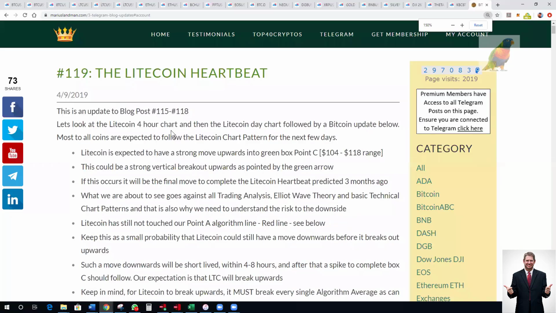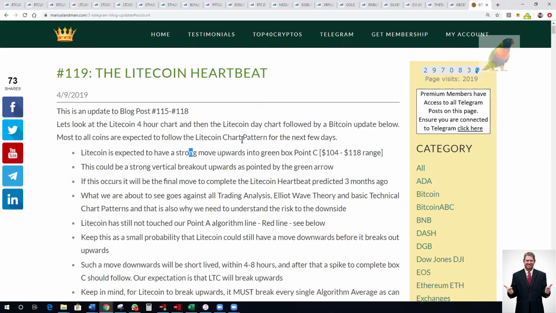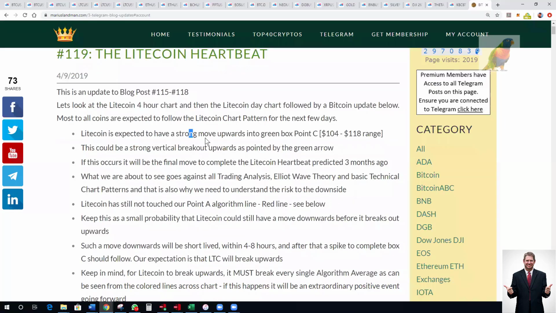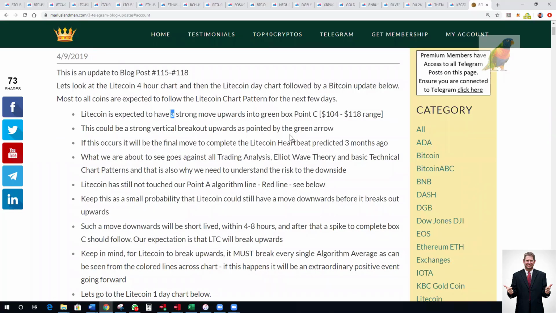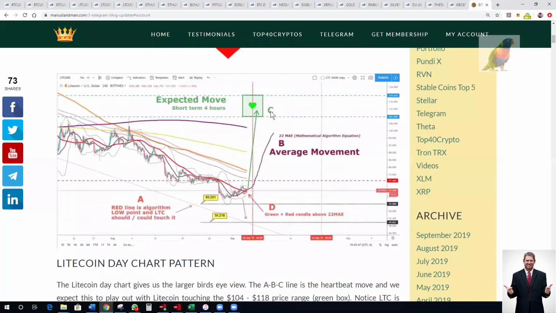So let's look at the Litecoin 4-hour chart, and then the Litecoin day chart, followed by a Bitcoin update below. Most coins are expected to follow the Litecoin chart pattern for the next few days. Litecoin is expected to have a strong move upwards in the green box, point C, which is about 104 to 118 range. See there? Now, for those who are new and don't understand how to read this data, when we say point C in box, many people ask me, but where is point C? We don't see it. You have to scroll downwards. Down is a chart here, and you'll see there is a point C.